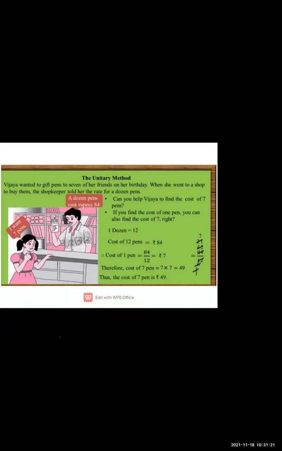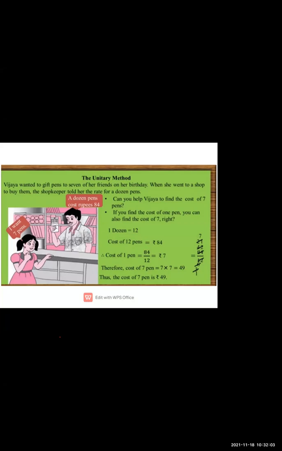Okay, now see, 1 dozen means 12. So here the cost of pen is given. What is the cost of pen? Cost of 12 pens is 84. Here it is written. Now we have to find the cost of one pen, then only we can find the cost of 7 pens. First we will find the cost of one pen. How will we find it? If you want to find the cost of one pen, we have to divide. Cost of one pen is equal to 84 upon 12.